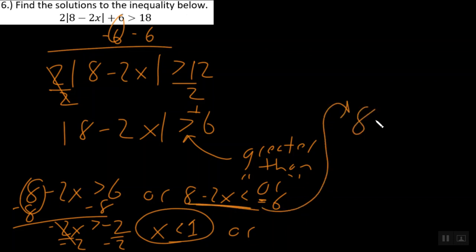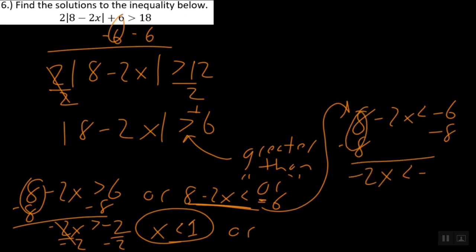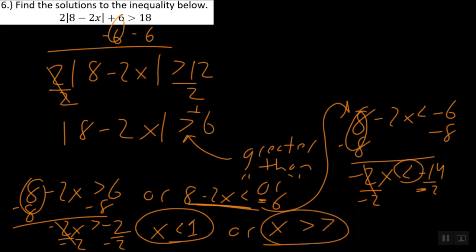So we have our 8 minus 2x is less than -6. Well, we subtract 8 from both sides, zeros out. -2x is less than -14. I divide both sides by -2. And remember, when I divide by a negative, my inequality has to flip to be greater than +7. All right? And this is our final answer. X is less than 1, or x is greater than 7.